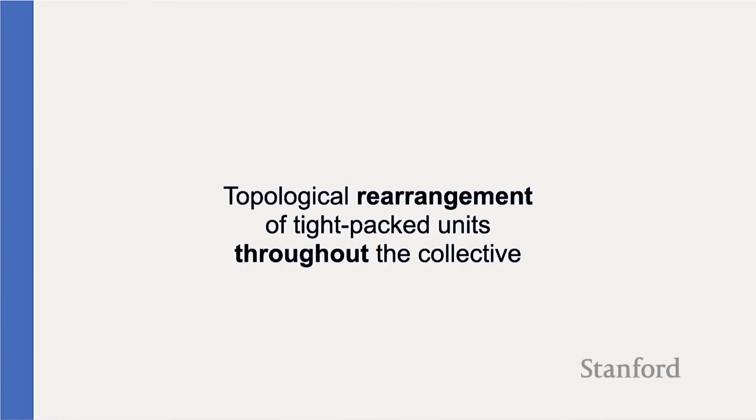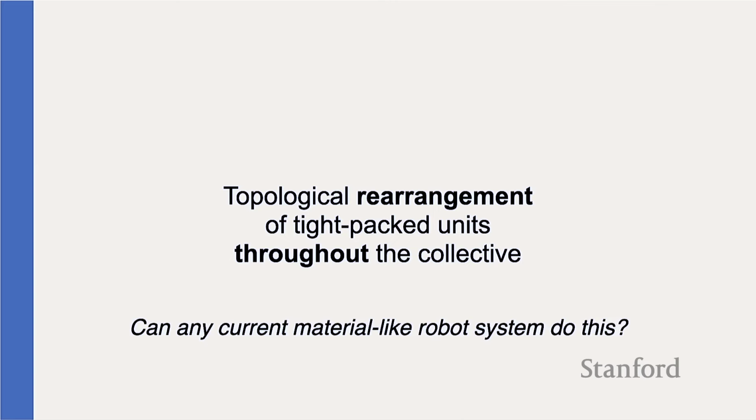More specifically, you're rearranging in tight packed situations. So it's not like quadrotors flying in formation. We're looking at things that are tight packed, and so they're making a cohesive material. Another key is that it's happening throughout the material. It's not just around the surface. And so this is what we identified as our target: can we do this rearrangement, tight packed, and throughout the collective? That's what today's talk is going to be mostly about.